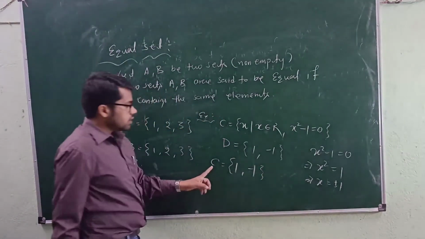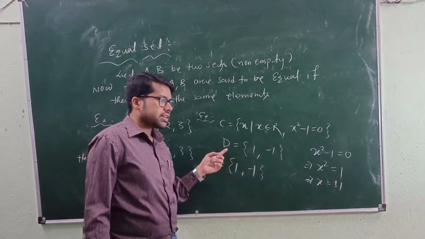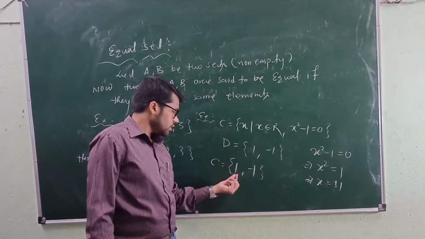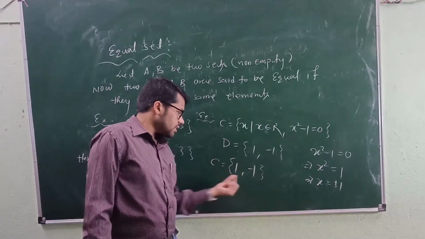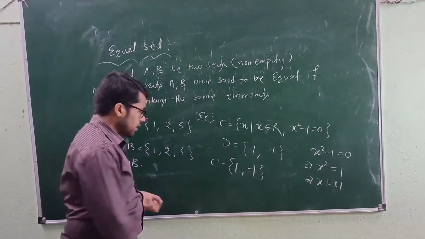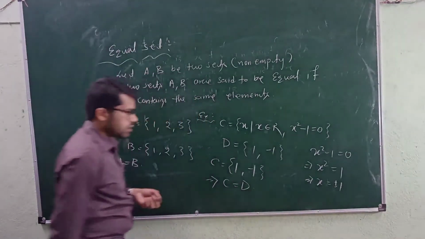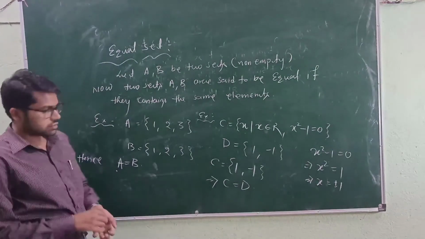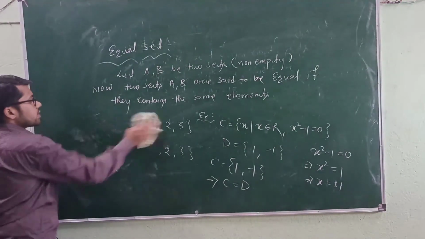And clearly the elements which are present in set C are also present in set D, as you see 1 is in C, again 1 is in D, minus 1 is in C, again minus 1 is in D. So that implies we can say that C is equal to D. It's quite easy. So this is your equal set.